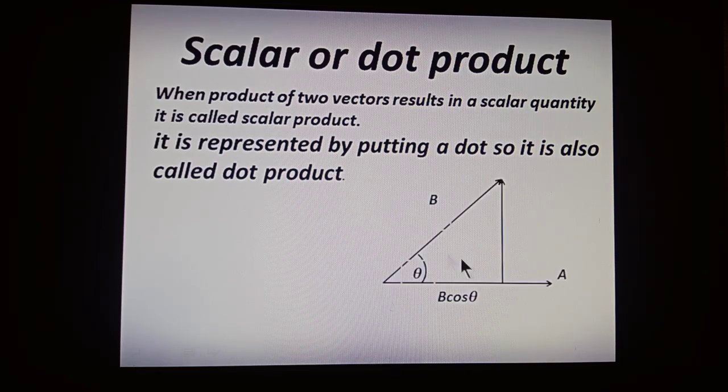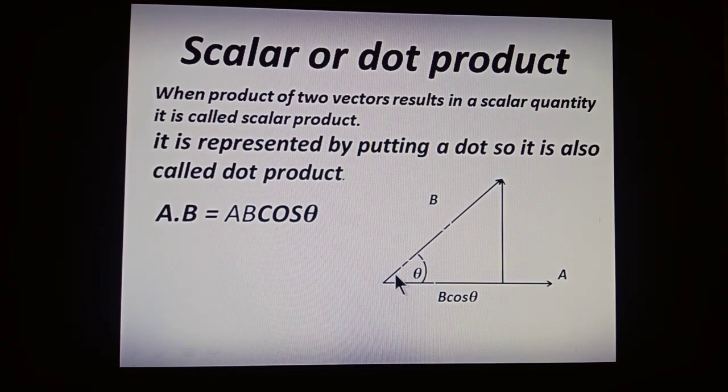Students, consider two vectors A and B making angle theta with each other. Then their dot product will be A dot B equals AB cos theta. Mathematically, A is the magnitude of the first vector, B is the magnitude of the second, theta is the angle between them. So the dot product will be obtained by multiplying magnitude of the first vector with magnitude of the second and taking cos of the angle between them.